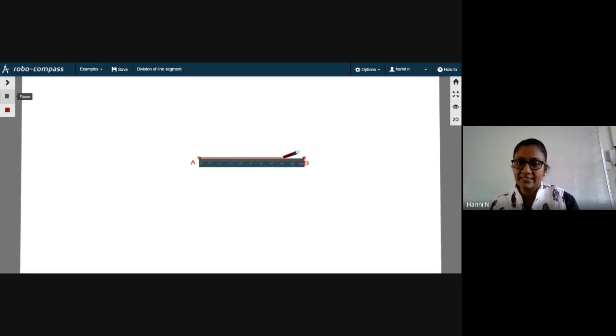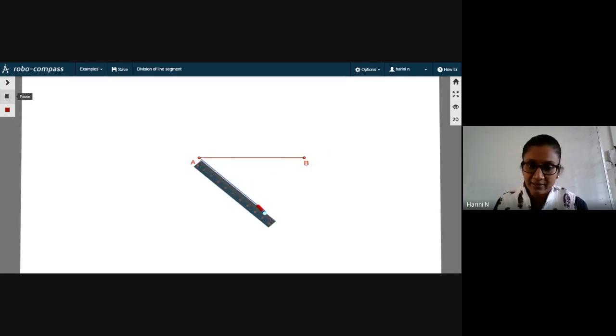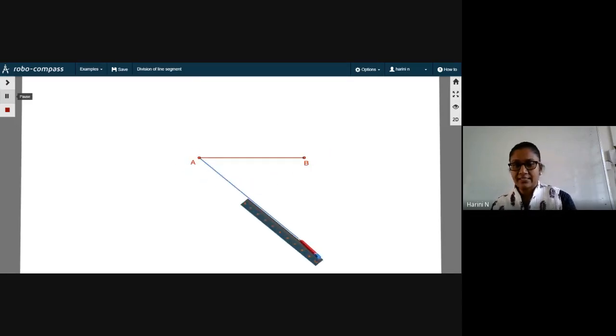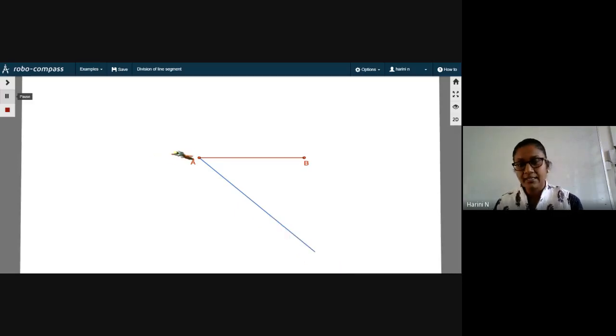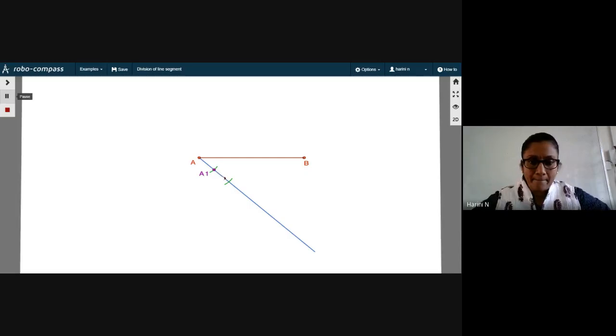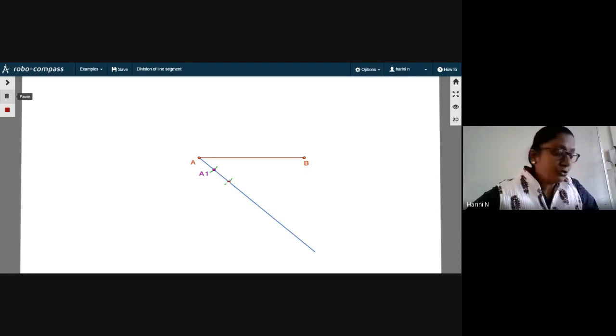Please, if you have missed any step, see it again. AB is the line segment which is 10 centimeter in length. At A, you are constructing an acute angle. Mark that as AX. Then take any small radius in your compass and cut arcs A1, A2, A3, A4, A5, A6, A7 such that they are equidistant from each other. So this point all of you should have done.